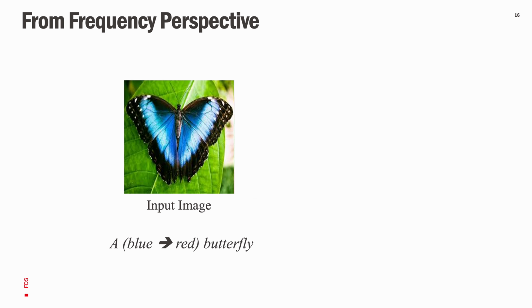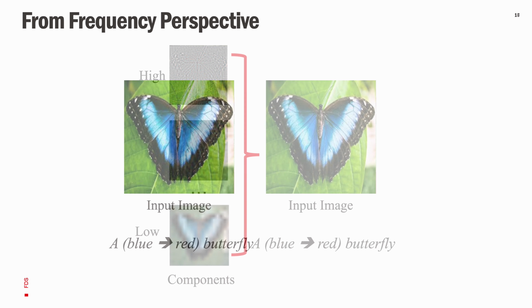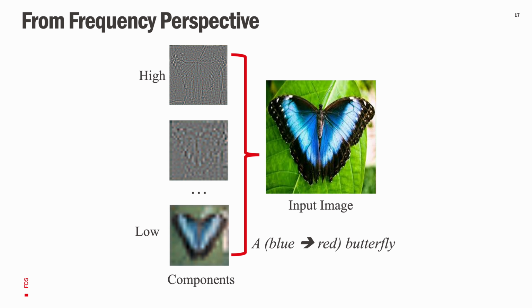With wavelet transform, we can understand this issue better. For example, starting from an image of a blue butterfly, we would like to turn it into red color. Here, we visualize the wavelet components from highest to lowest frequency, arranged from top to bottom. Notably, the high-frequency subbands preserve fine details, while the low-frequency component primarily captures coarse color and overall structure.